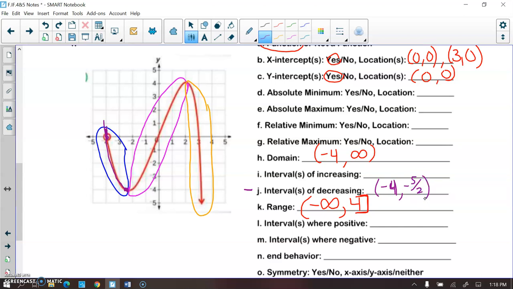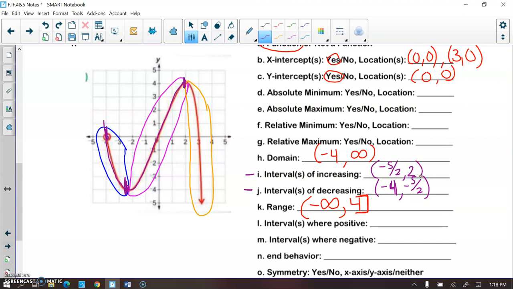Okay, jumping to my pink section, starting with the leftmost point, I'm tracing it with my pencil and it looks like it's going up. So that's an interval of increasing. So that's in between the x value of -2 1/2 or a -5/2 all the way to the x value of 2.